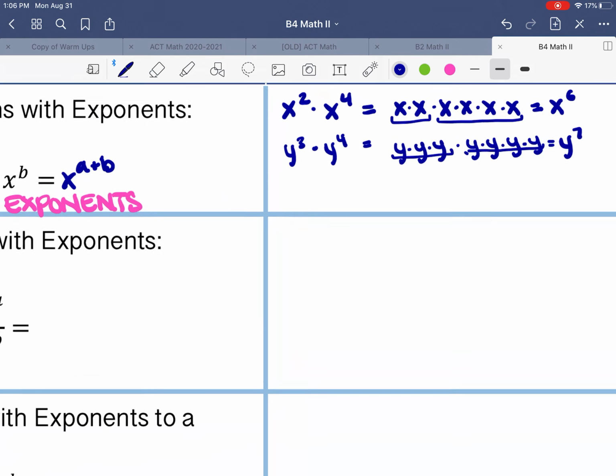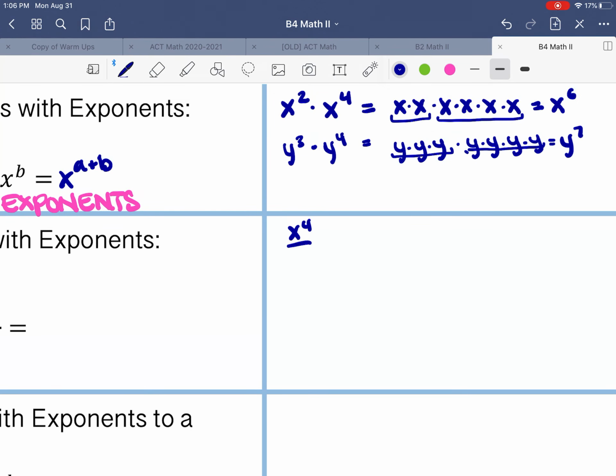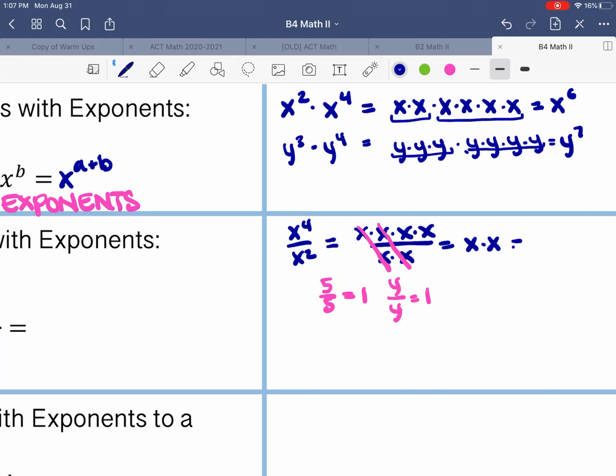Dividing terms with exponents. If we do a problem like x to the 4th over x squared, writing it out, we end up with 4 x's on the top and 2 on the bottom. Anything over itself is 1, for example, dividing 5 by 5 gives you 1, and dividing y by y gives you 1. That's why we can cancel the x's that are the same on the top and the bottom. Once we've canceled everything we can, we're left with 2 extra x's on the top, which we can rewrite as x squared.